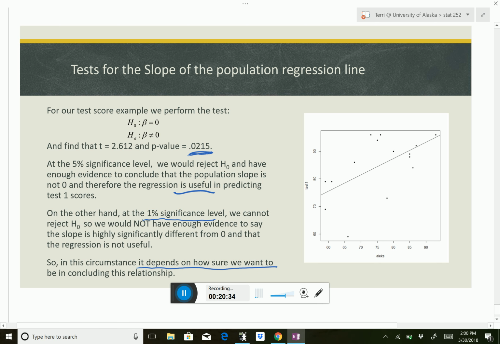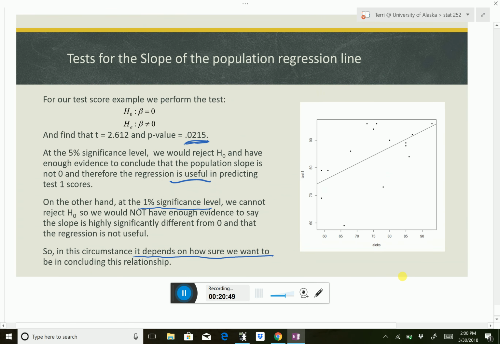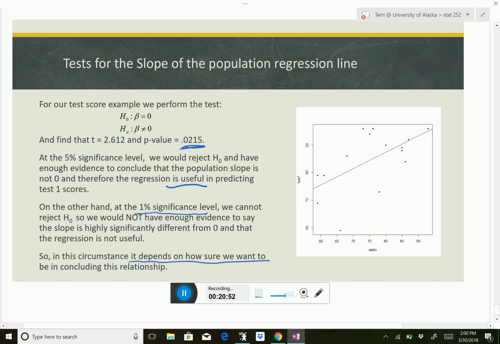You guys have done hypothesis tests enough to know that it all comes down to the significance level and how much of a chance of a type 1 error we're willing to accept. All right, so that's it. And that wasn't too painful, right? One more video to watch after this, and then you guys will be done.